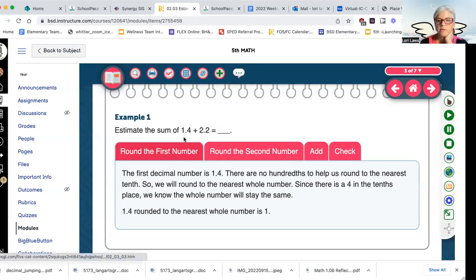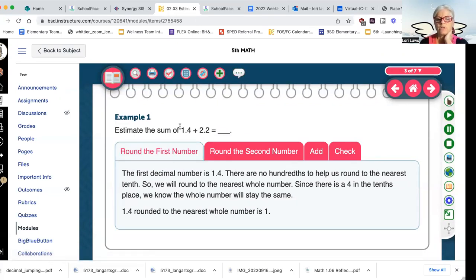So it says round the first number. 1.4, is that closer to 1 or closer to 2? What do you think? 1 or 2? Show me with your finger. If you think it's closer to 2, point up. If you think it's closer to 1, point down or stay the same. I need to see answers.